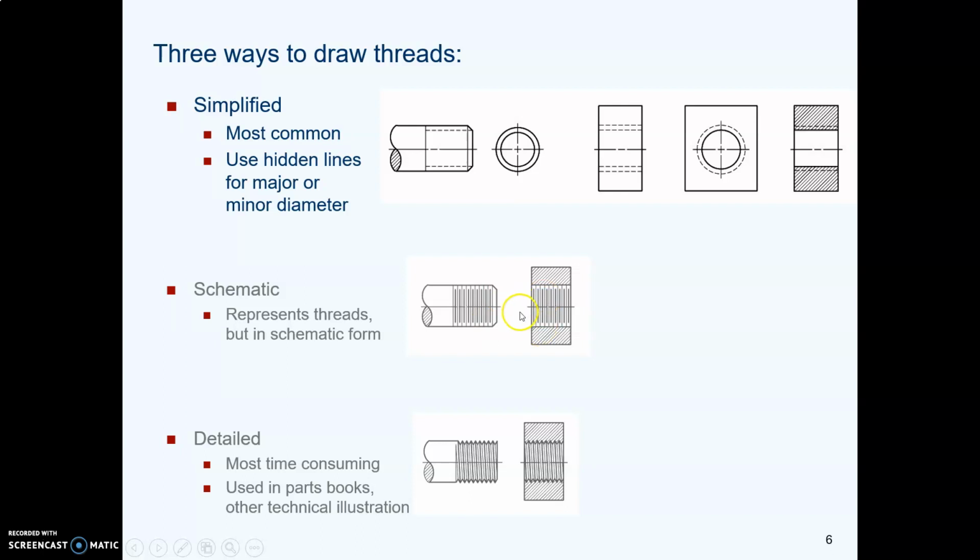Schematic threads, drafters used to do these years ago, but they don't do them anymore. So forget those two. How you draw threads, how all drafters draw threads nowadays, is a method called Simplified. And to make a simplified thread, you simply use hidden lines to represent the threads. You don't show pointy things at all, you just draw a hidden line.